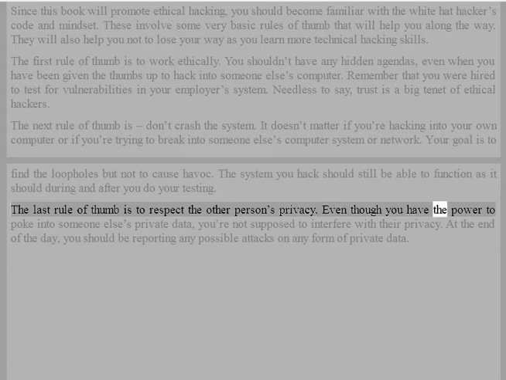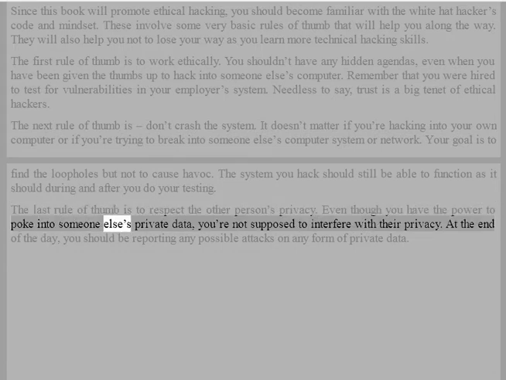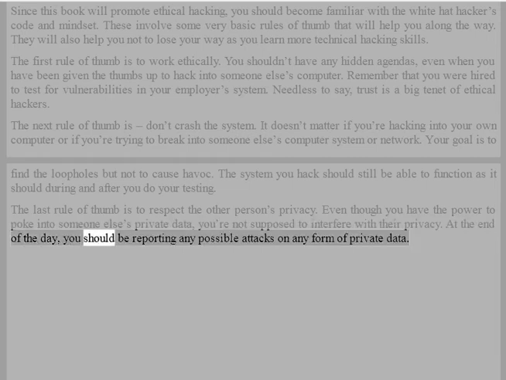Even though you have the power to poke into someone else's private data, you are not supposed to interfere with their privacy. At the end of the day, you should be reporting any possible attacks on any form of private data.